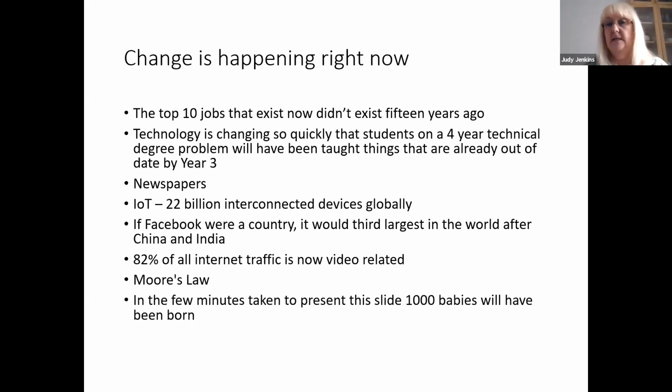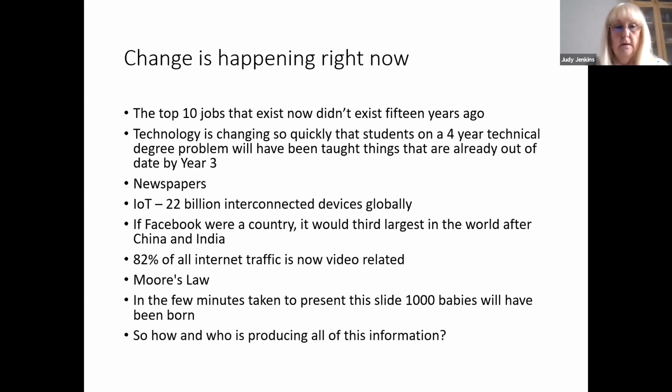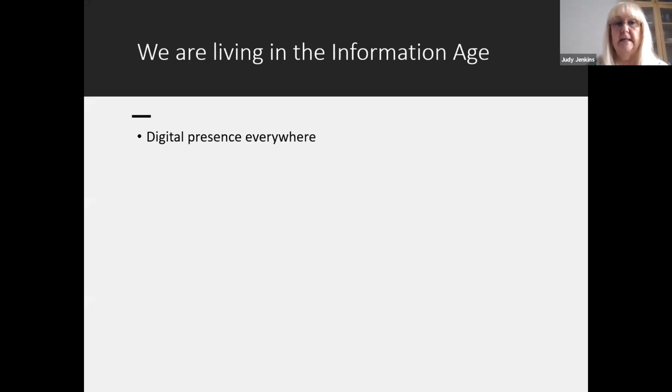In the few minutes it's taken just to present this slide alone, 1,000 babies will have been born. So what we're saying here is, because change is happening, information is being produced. So who and how is all of this information being produced? The answer is we are. We produce the information that we can then turn into data for analysis, especially in a healthcare setting.